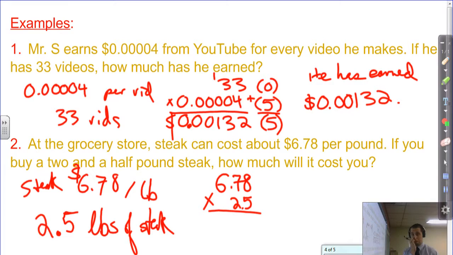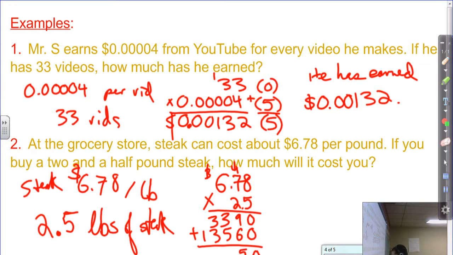Again, we're just going to multiply like normal. So here we go. 5 times 8 is 40. 5 times 7 is 35, plus 4 is 39. 5 times 6 is 30, plus 3 is 33. Placeholder 0, because we're now multiplying by that tens place, since we are ignoring those decimals. 2 times 8 is 16. 2 times 7 is 14, plus 1 is 15. And 2 times 6 is 12, plus 1 is 13. Add them up. 0, 15, 9, 6, 1.